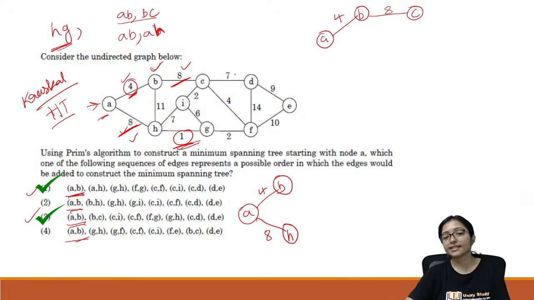Because both are 8. That's why you have to think AB, after that AH, that is also possible. AB, after that BC, that is also possible. And here it's BH, that is definitely wrong. You can eliminate the option. GH, that is definitely wrong. You can eliminate the option.